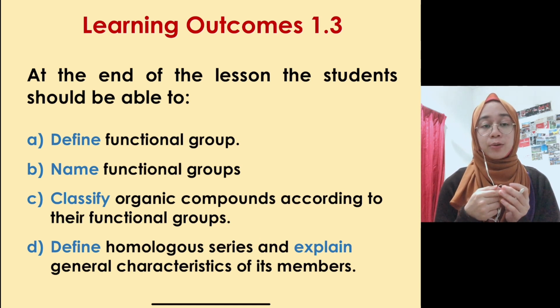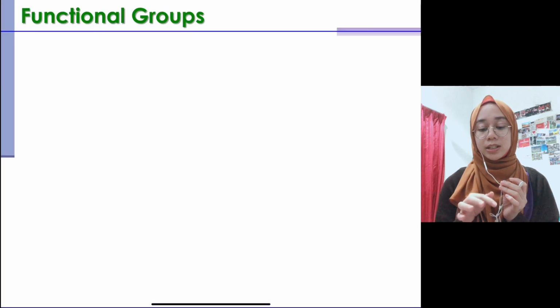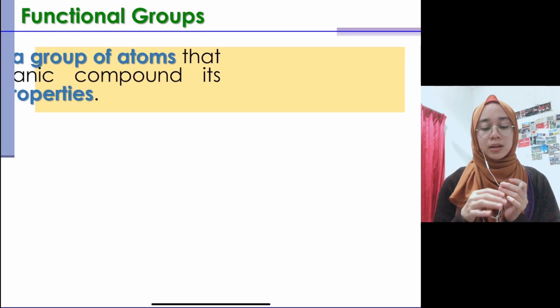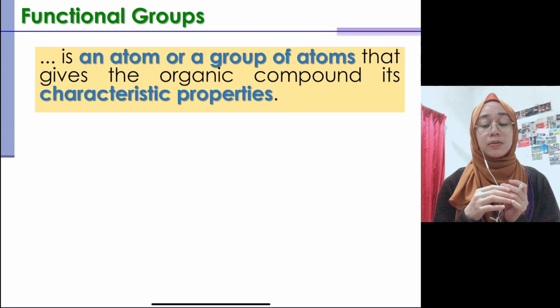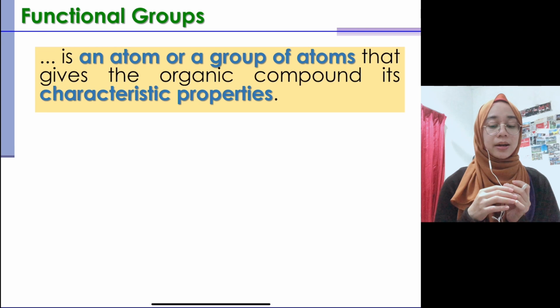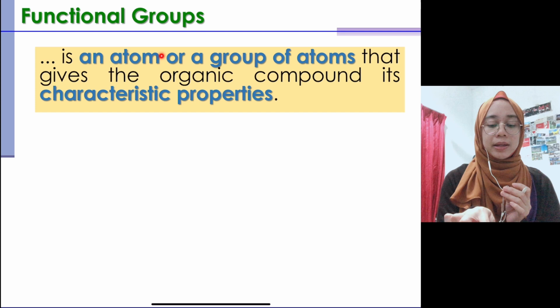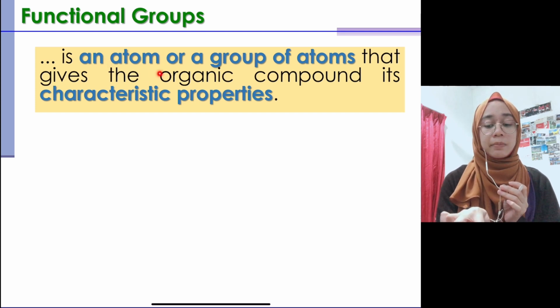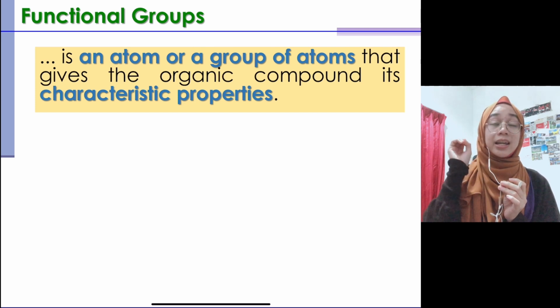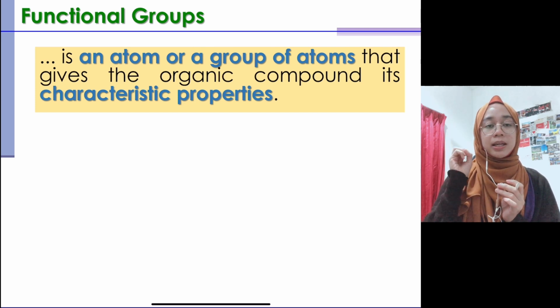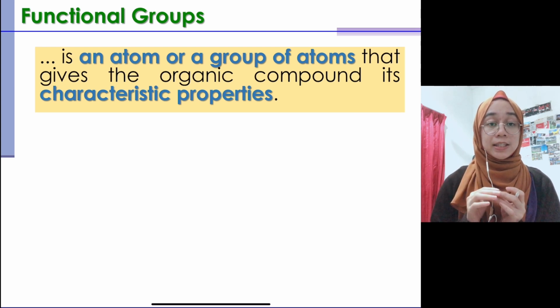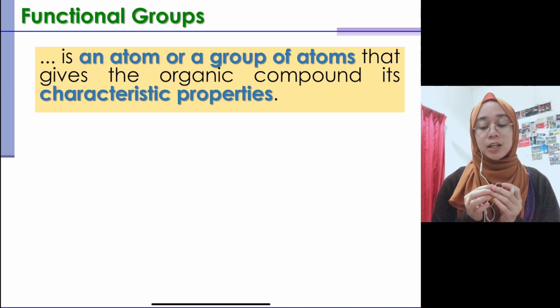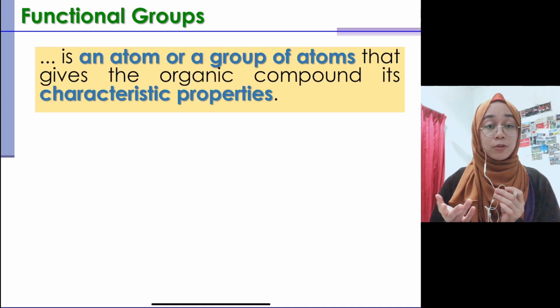Okay, so let's have a look at what is functional group first. So functional group is an atom or a group of atoms that give the organic compounds its characteristic properties. As you can see, it can be just an atom, or it might be a group of atoms. So that will be in an organic compound. It will give certain properties to that particular compound. Later we will see what the atom or group of atoms is.